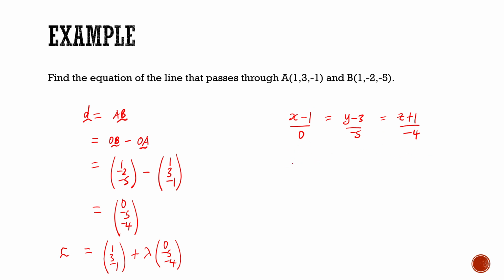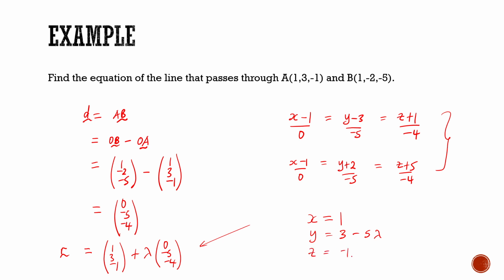However, you could also write this as (x minus 1) out of 0 is equal to (y plus 2) out of negative 5 is equal to (z plus 5) out of negative 4. You could use the point B instead, it also doesn't matter. So these are the Cartesian forms. You could also have the parametric form. In parametric form, you can see that you have x is equal to 1. You can get that from here. x is equal to 1, y is equal to 3 minus 5 lambda, and z is equal to negative 1 minus 4 lambda. This also works. So that's how we get the equation of a line.